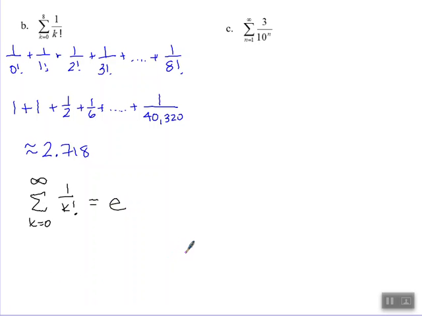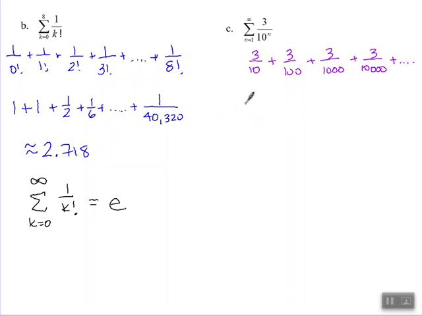Lastly, we have an infinite sum here. We have the sum of n equals 1 to infinity of 3 over 10 to the n. So if we start by plugging in 1, we get 3 over 10. If we plug in 2, we get 3 over 100. If we plug in 3, we get 3 over 1,000. If we plug in 4, we get 3 over 10,000. And we will keep going forever.